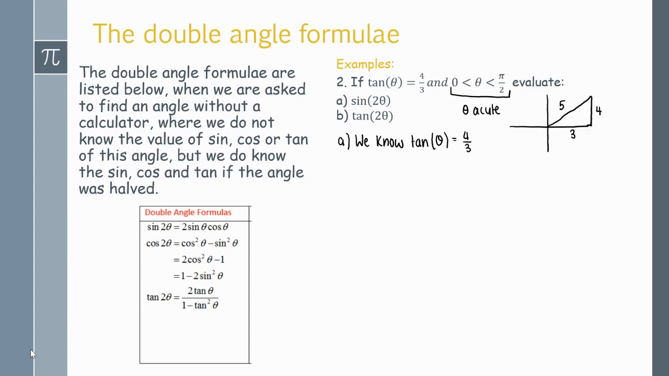To find sine 2 theta, I need to find sine theta and cos theta. And I can figure this out using my right angle triangles. So if tan theta is 4 on 3, my opposite is 4, my adjacent is 3. That makes my hypotenuse, using Pythagoras, 5.